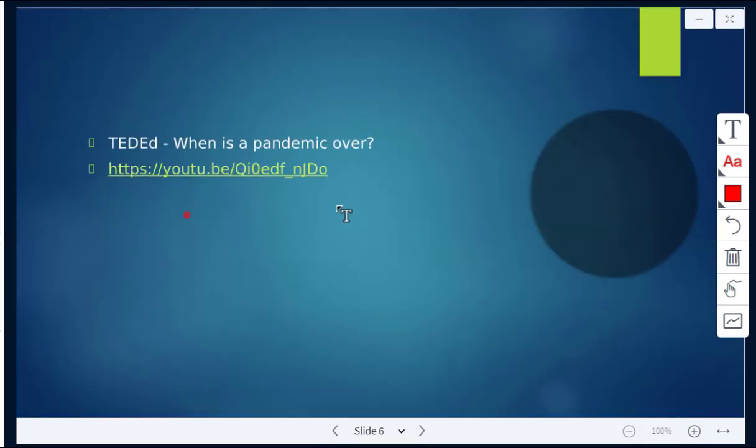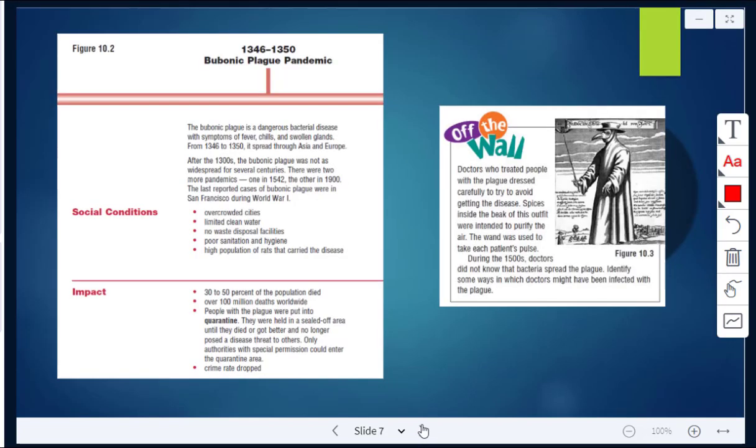All right, there is a short video here on pandemics and when a pandemic is over. And here's just a brief timeline of some pandemics.